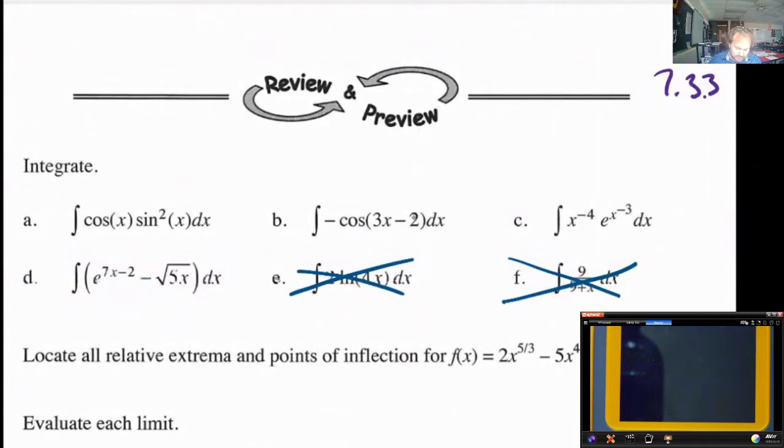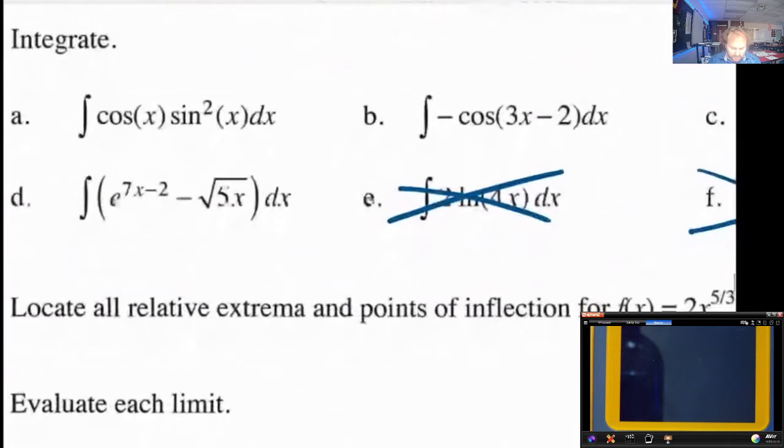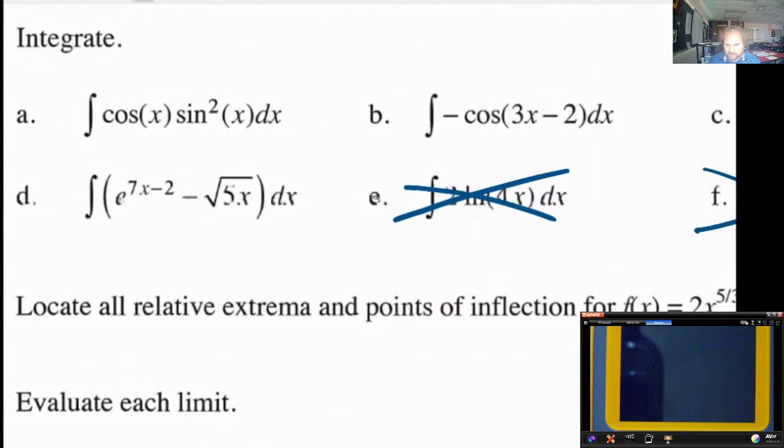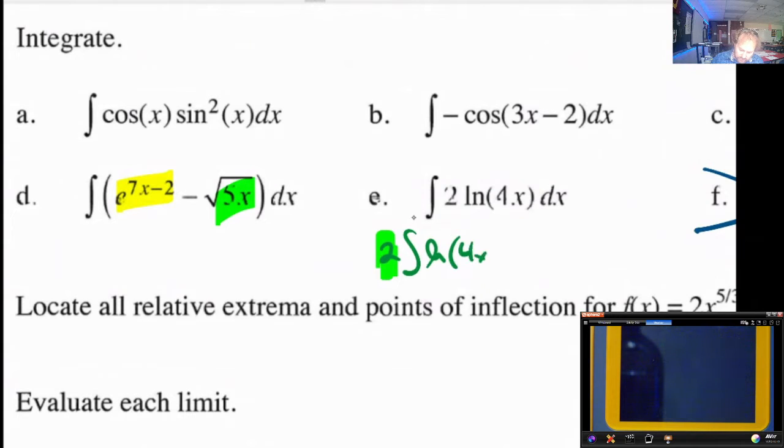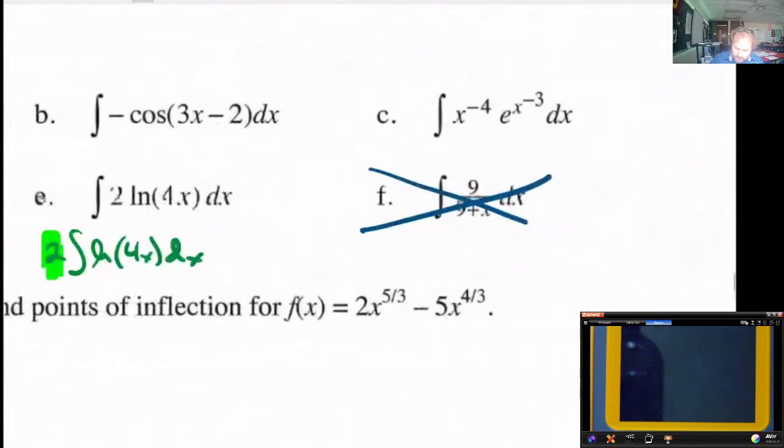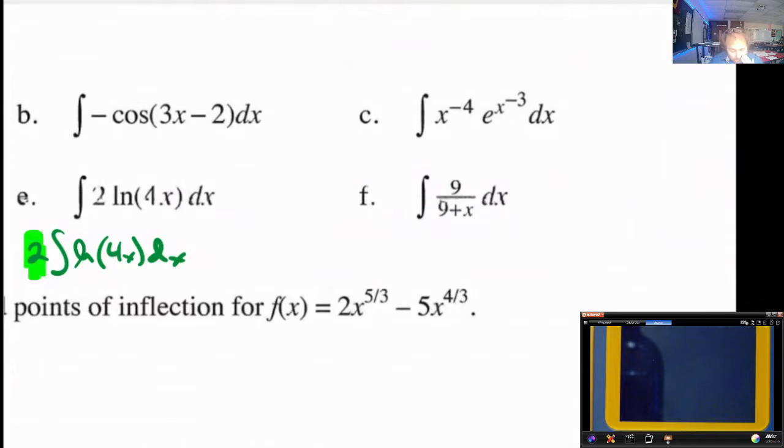Question D is going to require a little bit of thinking as far as the two terms you have, but you basically have two u substitutions to do there, once for this term and once for this term. Question E, I think, is really simple. It's very similar to B in that all you do is kick the 2 out in front, and then think about the antiderivative of natural log of 4x.